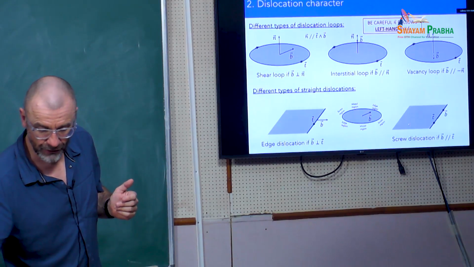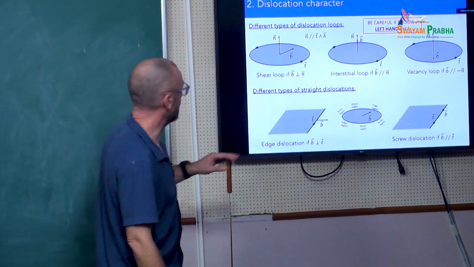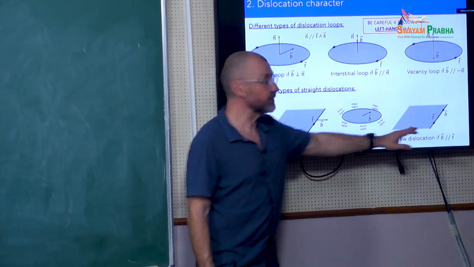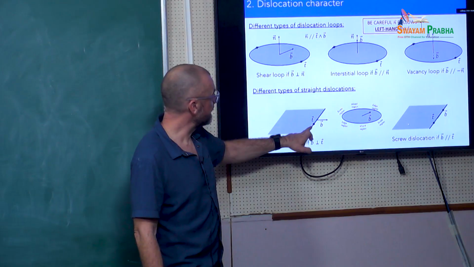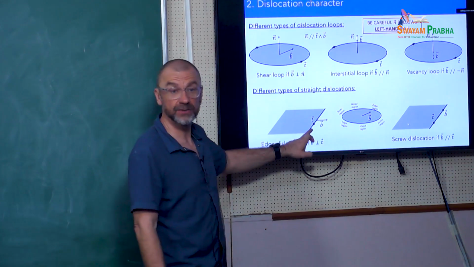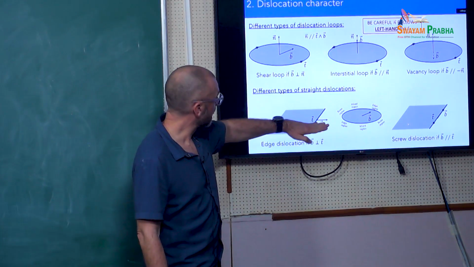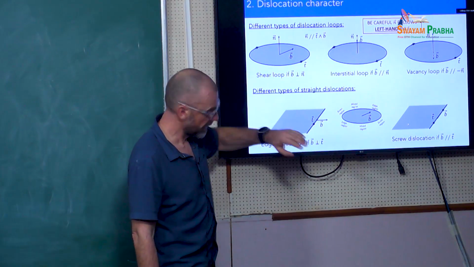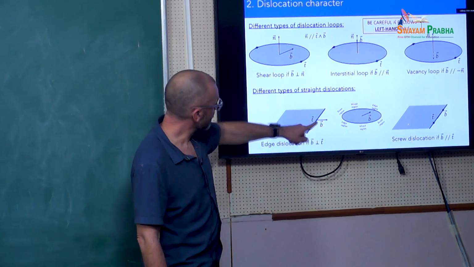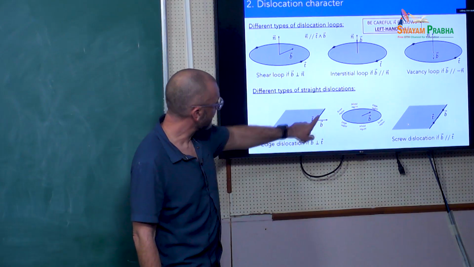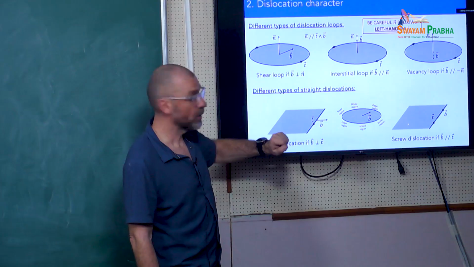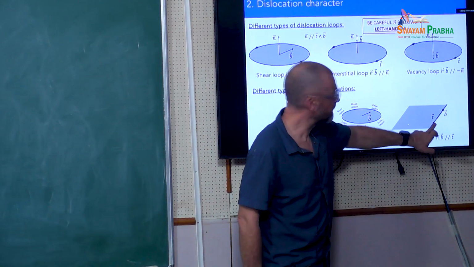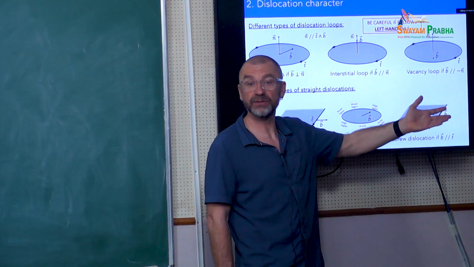And for the straight dislocations, we have two extreme cases. One where the Burgers vector is perpendicular to the dislocation line in the glide plane. So these are two shear dislocations. So B is perpendicular to T. That would be an edge dislocation. Or B is parallel to T. That would be what we call a screw dislocation.